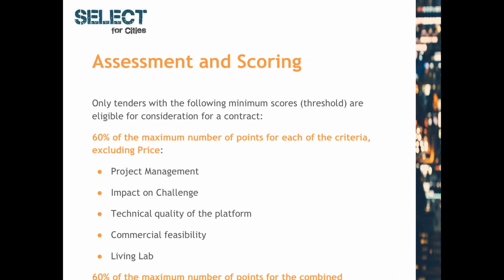Only tenders with the following minimum scores are eligible for consideration for a contract. That is 60% of the maximum number of points for each of the criteria separately, and then also 60% of the maximum number of points for the combined scores. If you fail to achieve this minimum score for any of those tender components, this will result in the tender not being included for further participation in the evaluation.